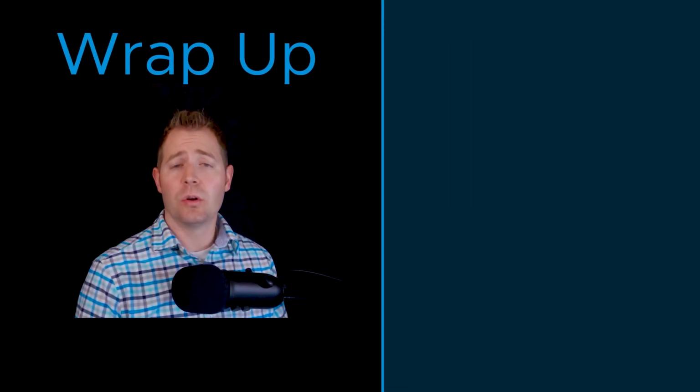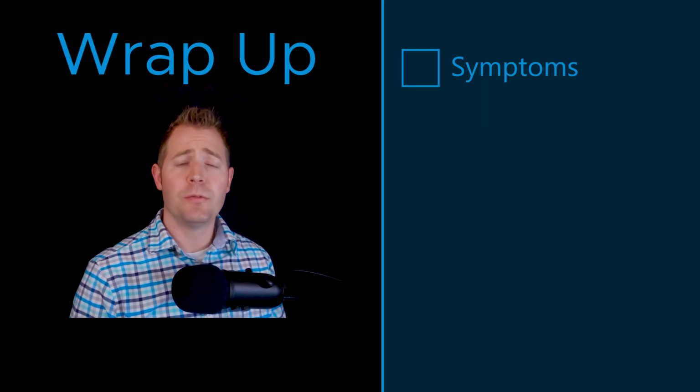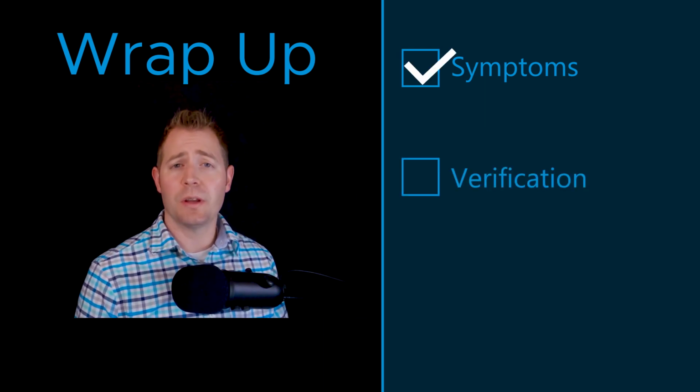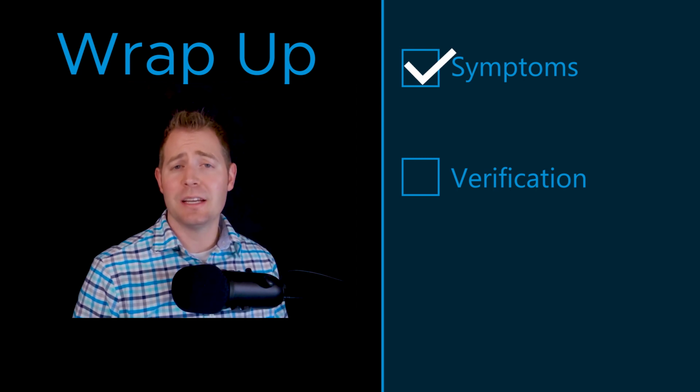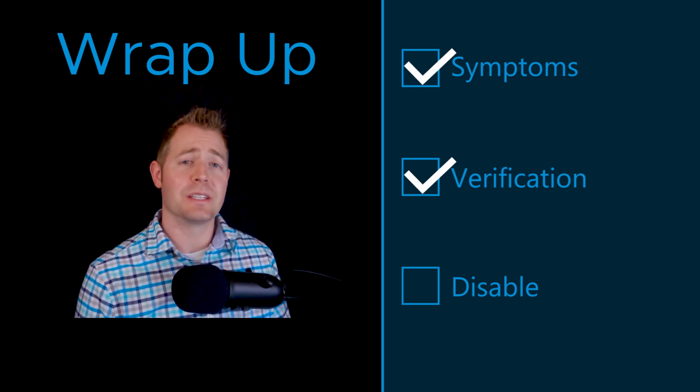To wrap up this video, we talked about App Discovery and why it was important to disable it before we begin the upgrade process to 3.0. We then jumped into the GUI and we looked at APIs to see if it was enabled. We walked through the process of running the script and then verifying it was disabled.